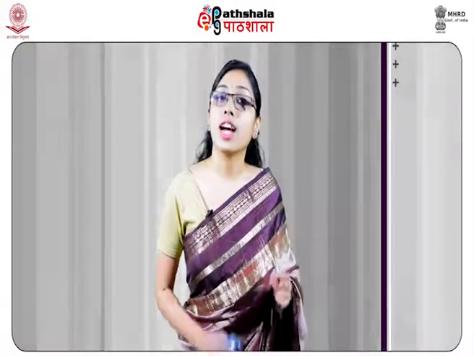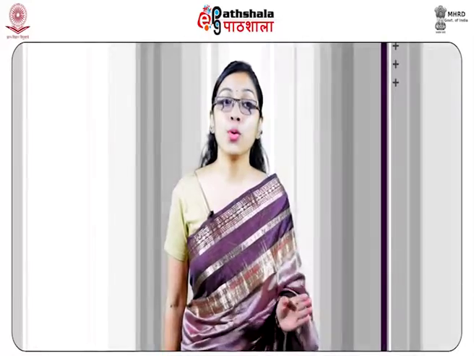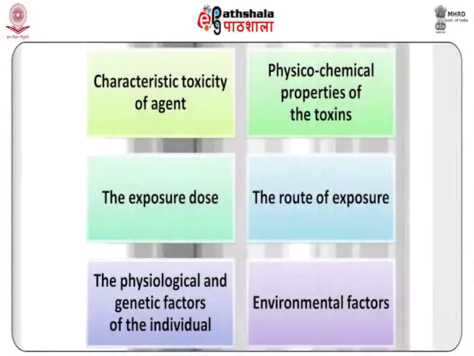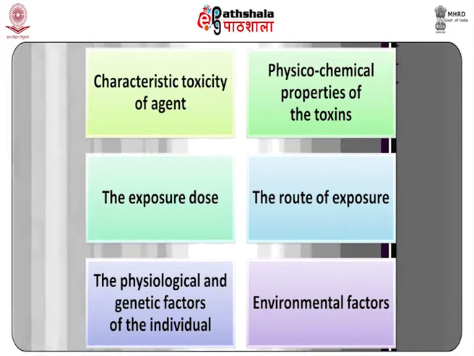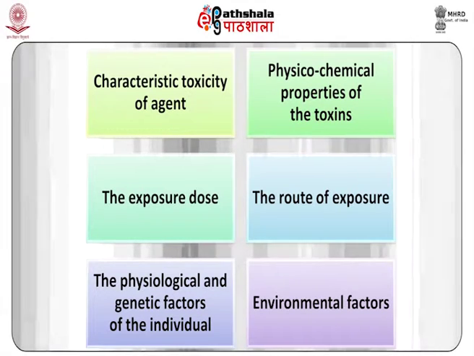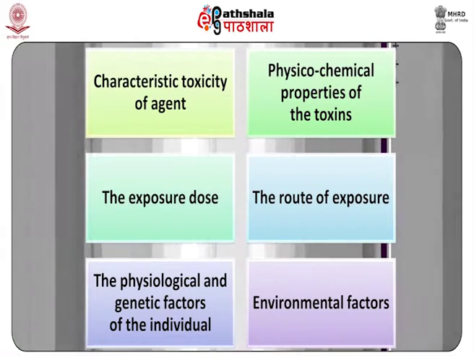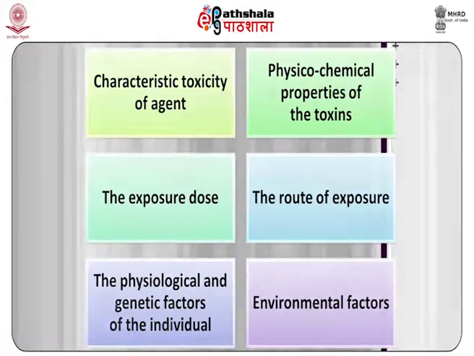It is recognized that all chemicals are potentially toxic to humans at a specific dosage. However, the factors determining individual toxicity are multifactorial. In order to predict health effects from chemical exposures, certain accounts are to be taken, such as the characteristic toxicity of the agent, the physicochemical properties of the toxin, the exposure dose, the route of exposure, the physiological and genetic factors of the individual, and also in some cases the environmental factors, especially for exposure through the inhalational route.